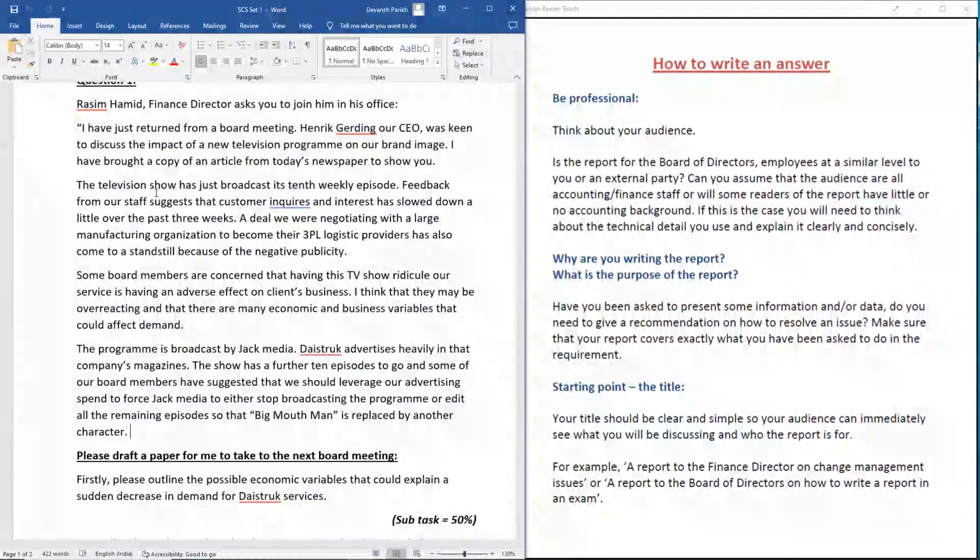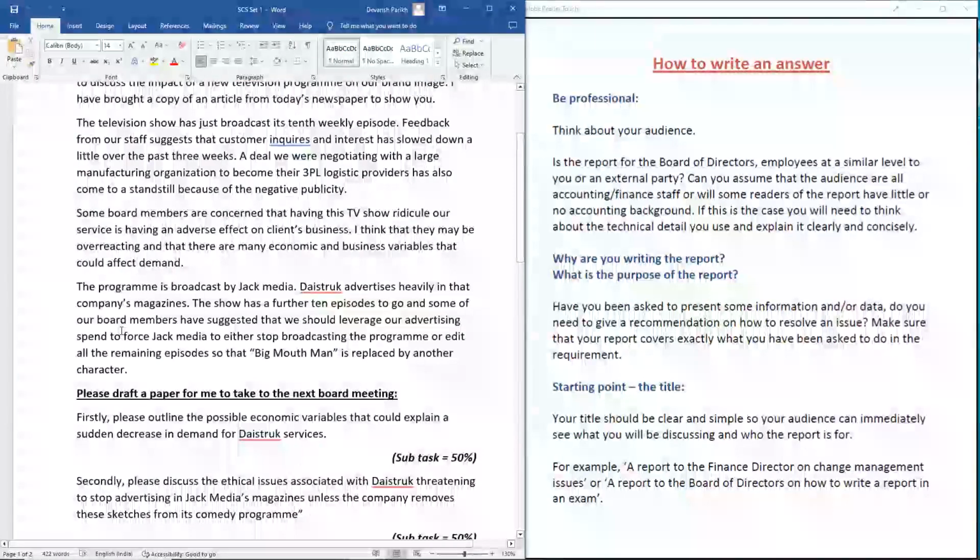Next, some board members are concerned that having this TV show ridicule our service is having an adverse effect on clients' business. I think that they may be overreacting and that there are many economic and business variables that could affect the demand. So Rasim is saying that it's not only because of this TV show. There could be many economic and business variables that are also affecting the demand.